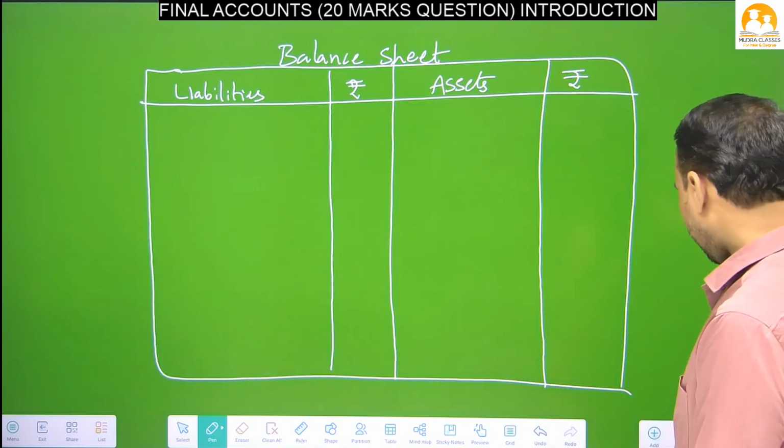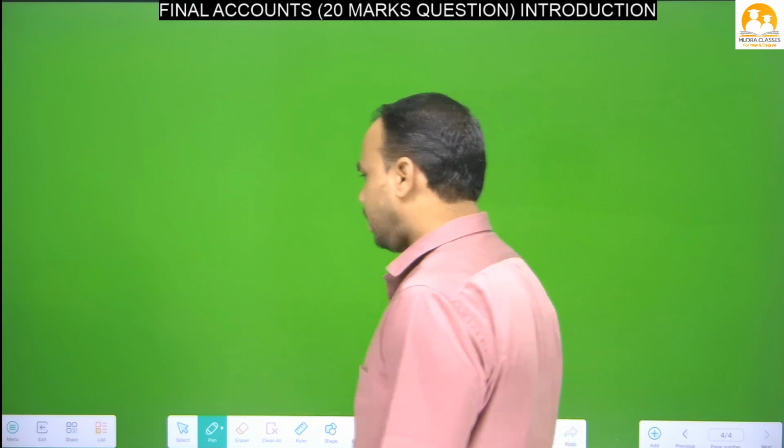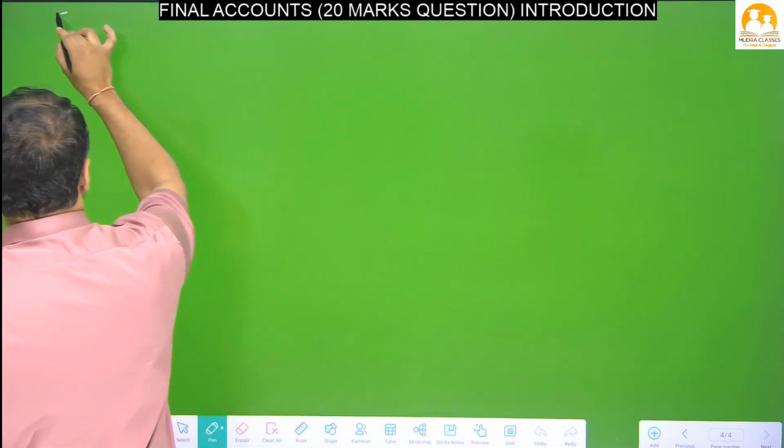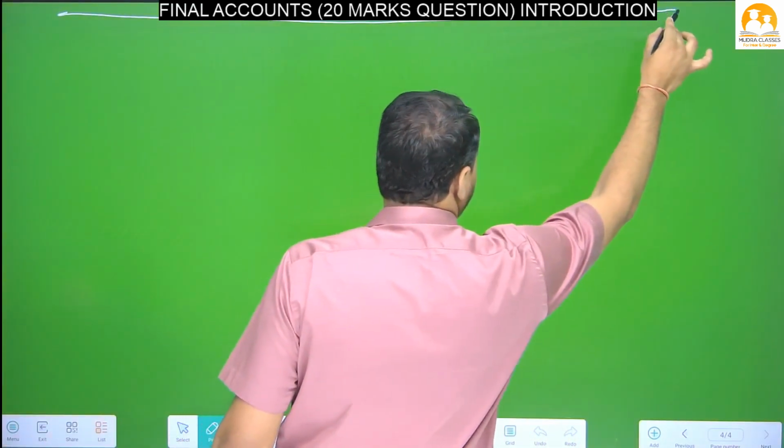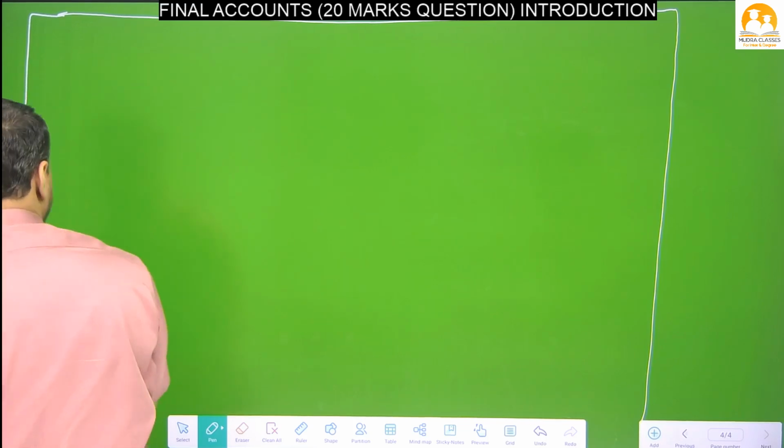Now one by one we will see what items will come in the trading account. This is the trading account format I am drawing for your understanding. I will explain one by one what items will come here.